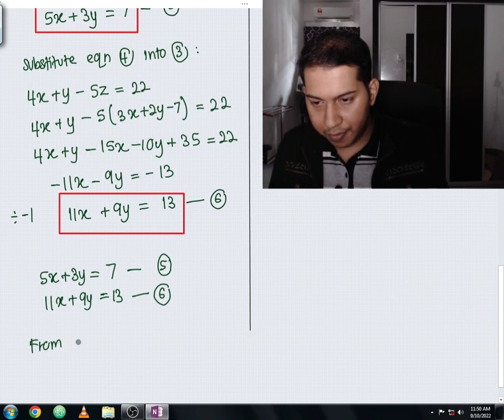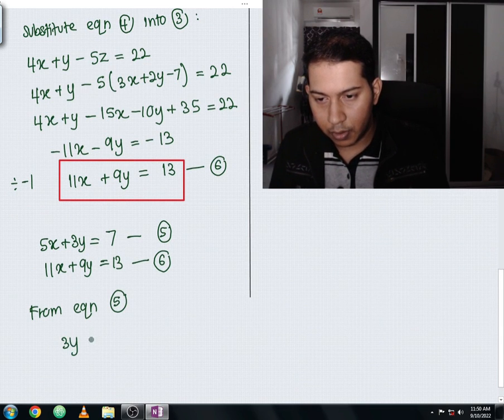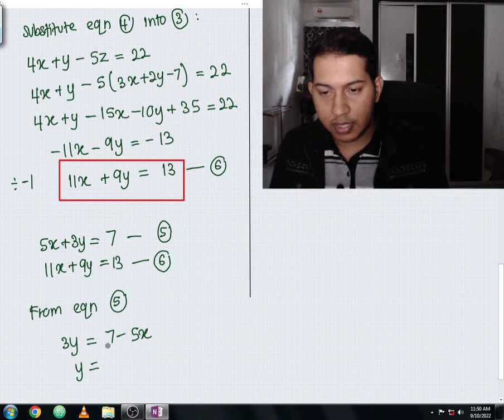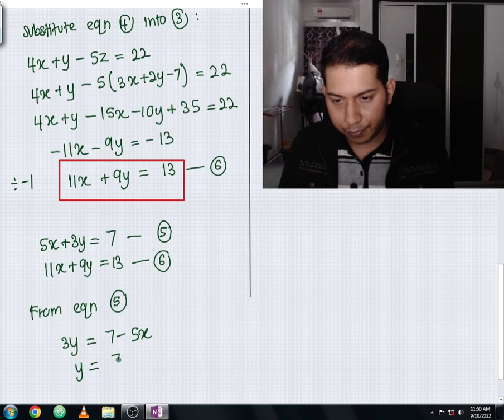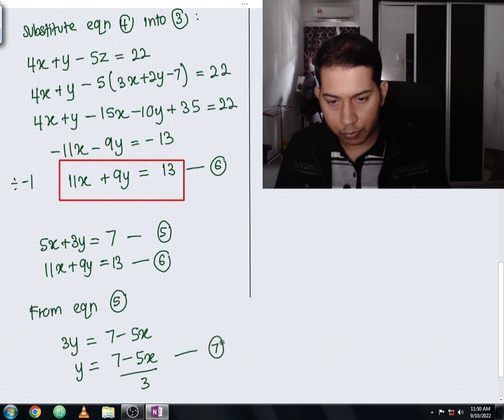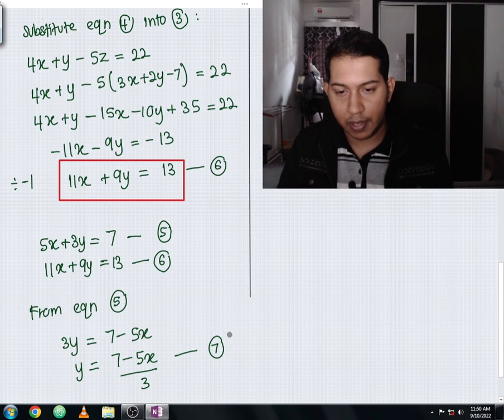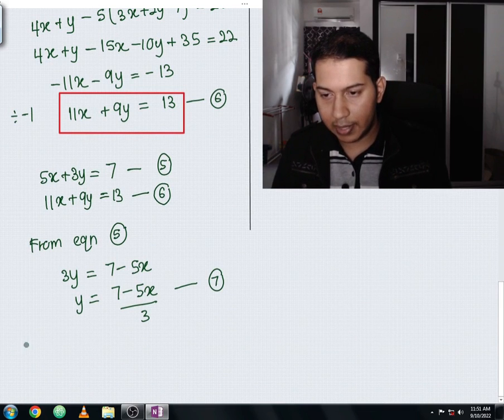From equation 5, 3y is equal to 7 minus 5x. So from here your y will be equal to (7 minus 5x) divided by 3. This will be your equation 7. From here the steps are the standard steps. Using this equation 7, we're going to substitute into equation 6. So let us continue.